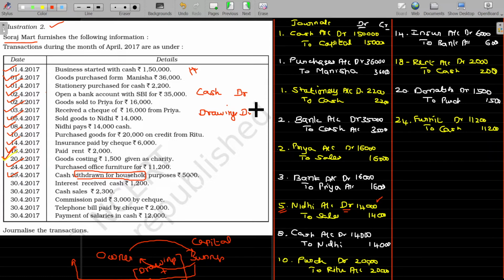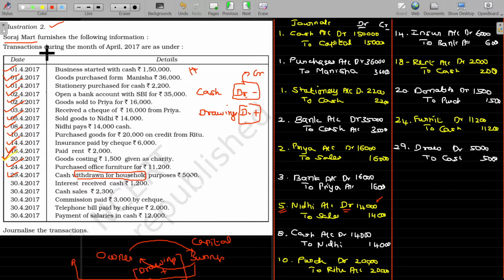Here, the drawings will be increasing. Because of the drawings, cash balance is decreasing. As cash is a debit balance, to decrease it, it should be credited, and drawings being a debit balance, to increase that it should be debited. So, drawings account debit to cash is the final entry on 29th. So, on 29th, the entry here being drawings account debit to cash. This value being 5,000. Is that clear?